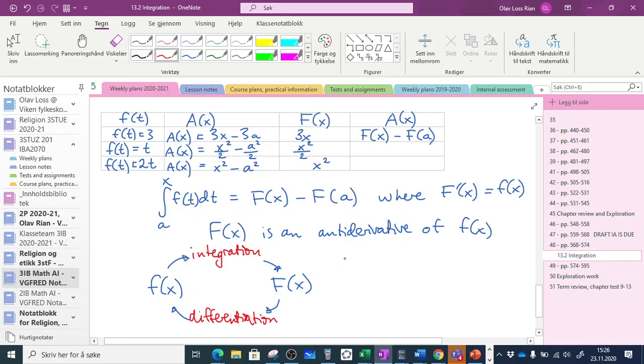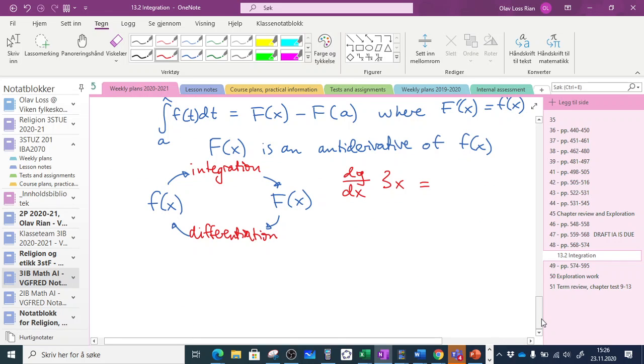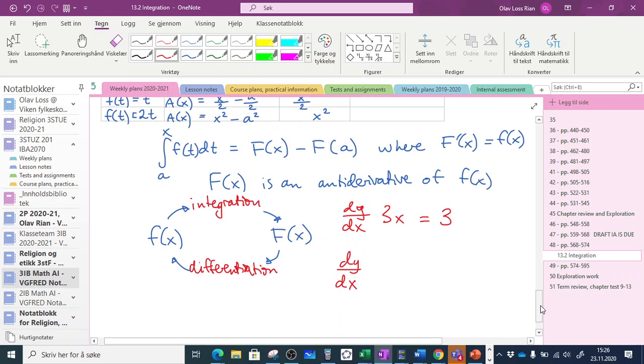And we could look at what happens when we differentiate the function. What if we take dy/dx of 3x? What is that going to be? You know how to do differentiation. If we apply the formula to this, we're going to end up with 3. If we differentiate 1/2 x squared, or x squared divided by 2, we're going to be left with x.